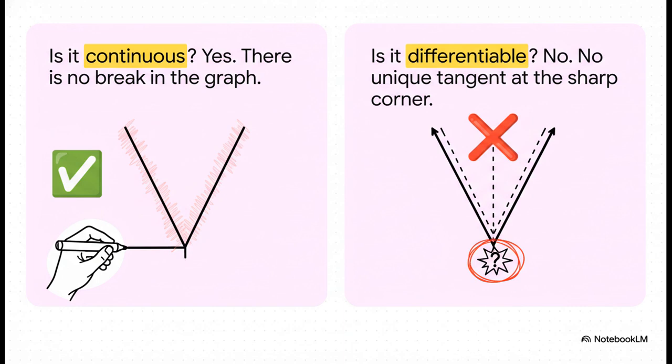At x equals 0, is the function continuous? Yeah, absolutely. You can draw the whole thing without lifting your pen. But is it differentiable? No. And why not? Because at that sharp corner, you can't draw one single unique tangent line. Coming in from the left, the slope is clearly -1, but coming in from the right, the slope is +1. Since they don't agree, the derivative just doesn't exist at that point.